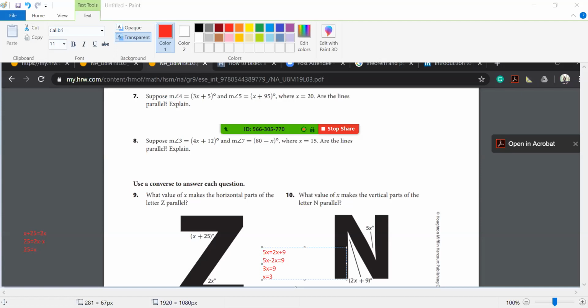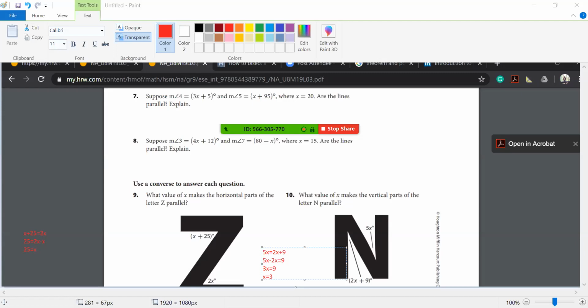Are they alternate interior? No, because they are not alternate to each other. They are on the same side. Are they alternate exterior? Actually, no, because they are not outside. They are interior. So I am left with same side because they are on the left, they are on the right side, and they are interior. So same side interior angle. What should happen for the same side interior angle so that the 2 lines are going to be parallel? The 2 angles should be what? Equal? No, they should be what? Supplementary. And supplementary means if I add them together, they will add to 180 degrees, right?